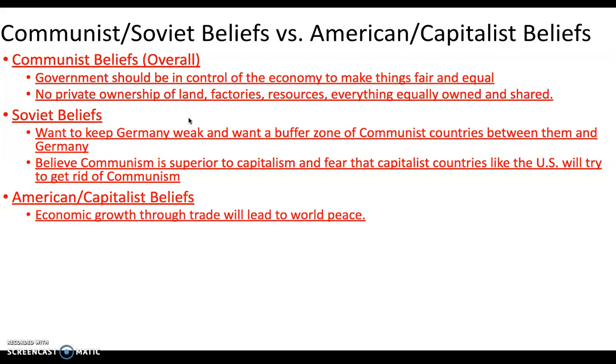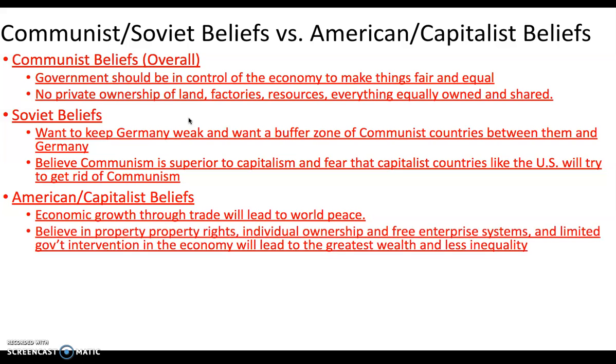So the American and capitalist belief is that economic growth with trade will lead to world peace, because at the end of World War I, the United States went back into isolationism. We started putting up tariffs. Other countries did the same. That did not help in terms of the Depression and led to countries being on their own. So the more interconnected we are, the more globalization we have, the more what goes on with one country goes on with other countries. We're all in this together. We're going to care about what happens in other countries because money ties us all together. So economic trade will lead to peace.